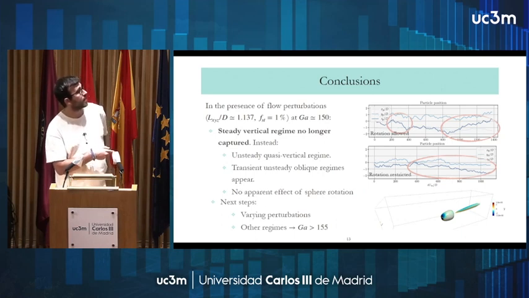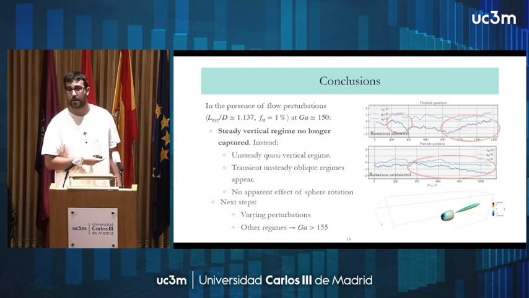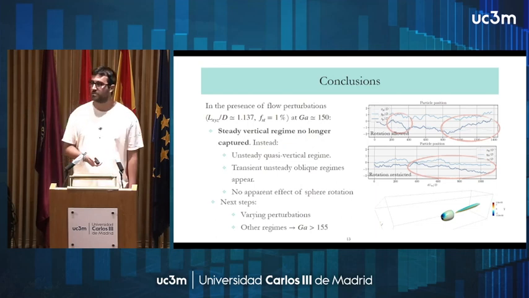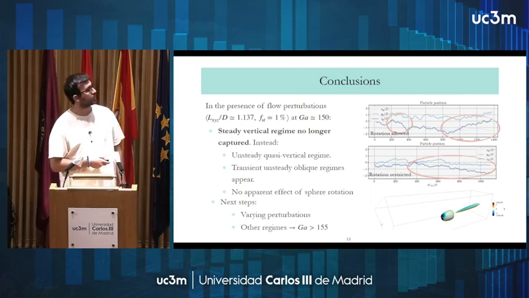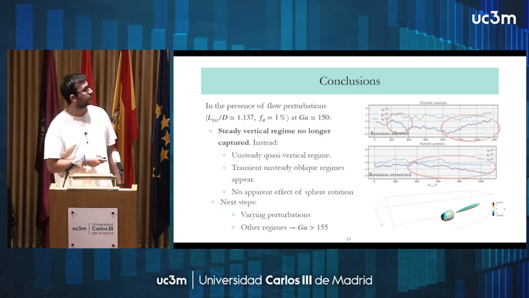Okay. So the next steps of this study could be, of course, to continue varying the perturbation and see what happens, which we are already doing actually. And, of course, trying different regimes, increasing the Galileo number, for example, including perturbations at Galileo numbers of the oblique regime, oscillating oblique, and so on. This is a case that I've run. These are the three-dimensional vortical structures for the case without perturbations of the oblique regime.